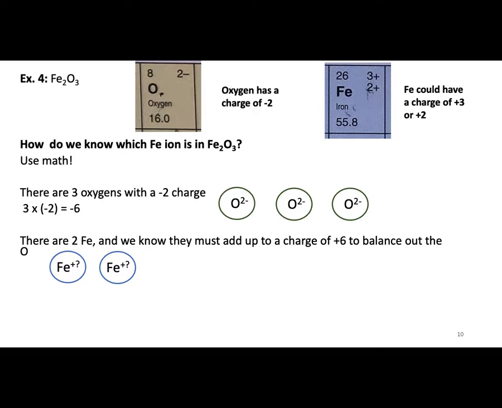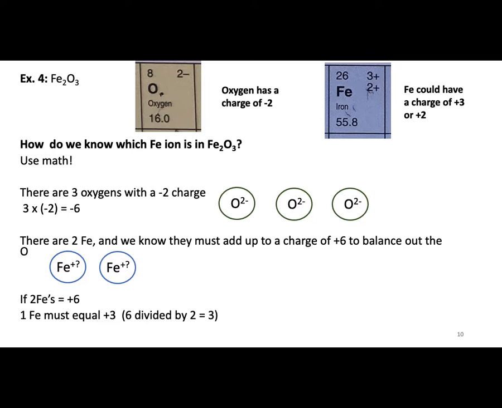Okay, so we know we have to have +6. What's +6 divided by 2 irons? It must equal +3, right? 6 divided by 2 is 3. So we used the iron 3 ion here. That would be written as iron, brackets, III, oxide.